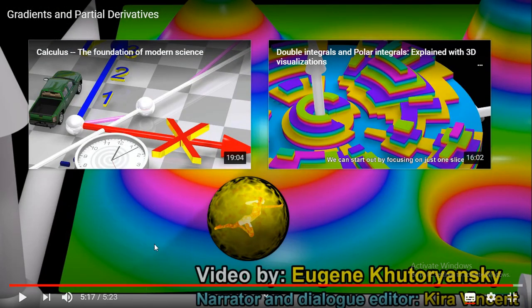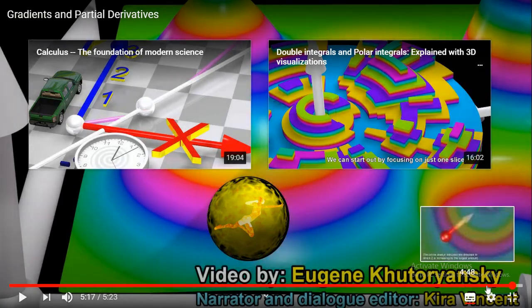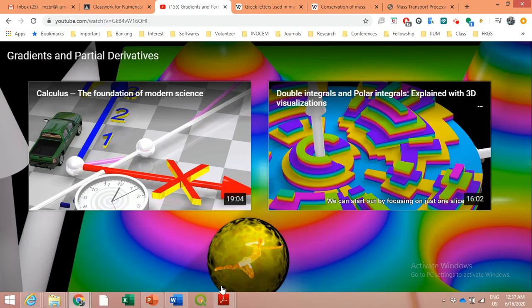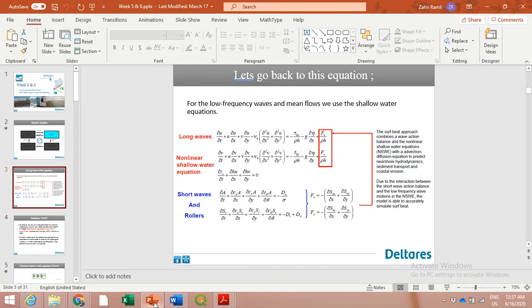Okay, so that was a bit on the partial derivative, on why you have partial derivatives in your formulation. The interaction doesn't happen on just one axis, but on two axes, and at the same time, if you fix y, there is still an interaction between x and z. That is what we call the partial derivative.